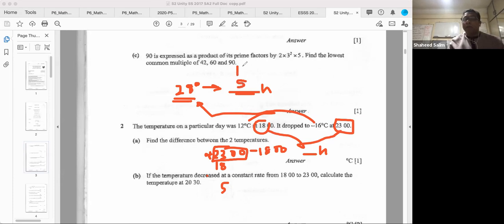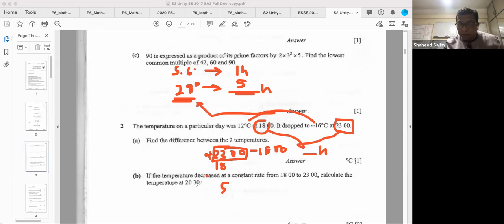1 hour, how many degrees? You divide. Oh, 5.6. Let me check. 28 divided by 5. 5.6, correct. 5.6, huh? Wait. But that's not the answer yet.